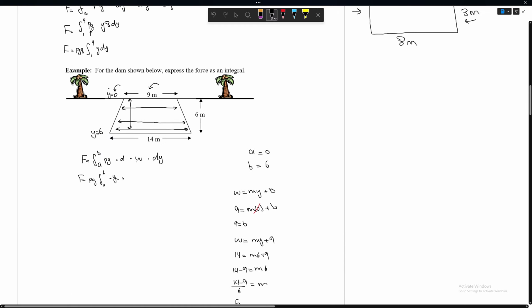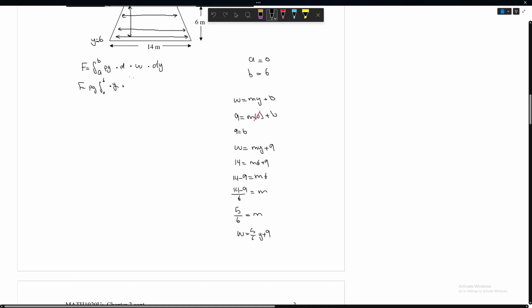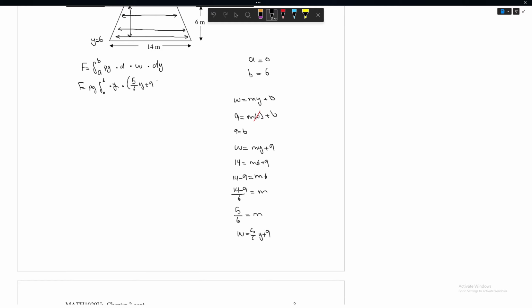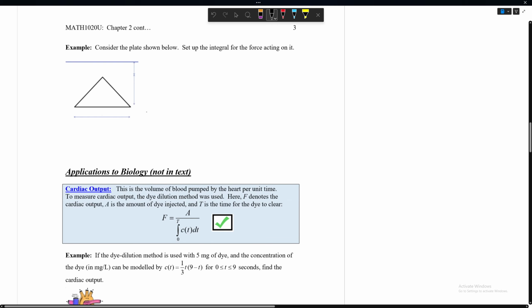Now I take this and I sub it into my w. So this is 5 over 6 y plus 9, times y. Now you just gotta expand, so FOIL, right? This is 5 over 6 y squared plus 9y dy, and you integrate and you take your bounds and you get your answer. All right, so moving on to the next question.